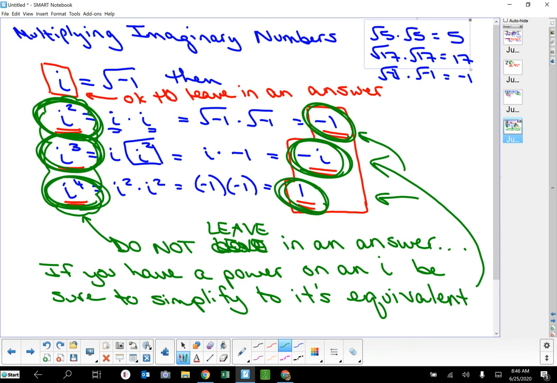We don't really need to go any further. i to the 5th, i to the 6th, i to the 7th. Generally, you're not going to see anything bigger than an i to the 4th. And there's ways that we can handle those that we'll talk about next year in Algebra 3. All right, so how are we going to utilize that information? Well, that happens when you multiply and divide complex numbers.